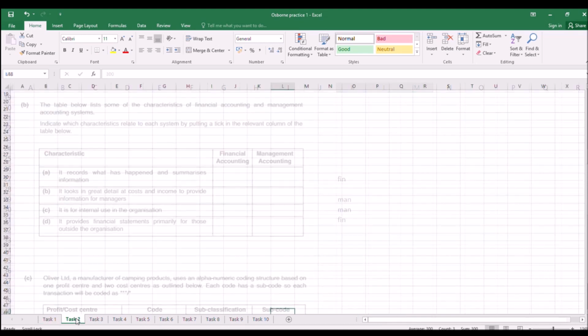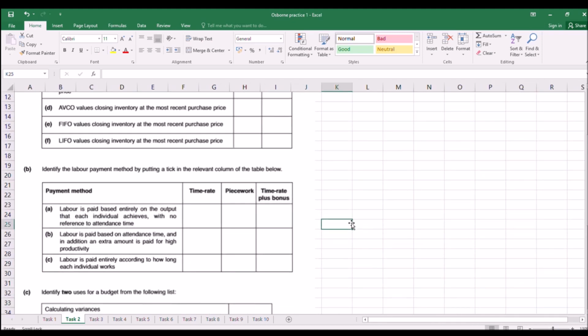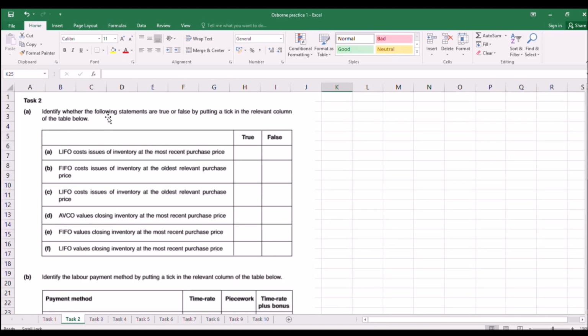Let's get on to task 2. Okay, make that a little bit bigger. Okay, identify whether the following statements are true or false by putting a tick in the relevant column. Now we've got a stock thing in here, and so in stock, as we always do with our stock thing, create 3 little trucks. And let's start putting things on these trucks.